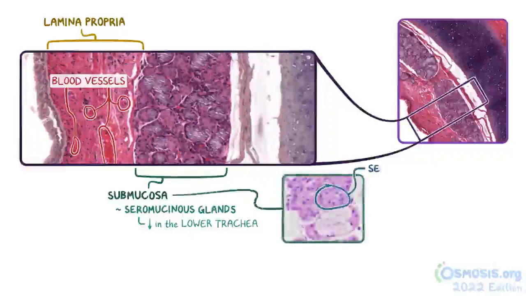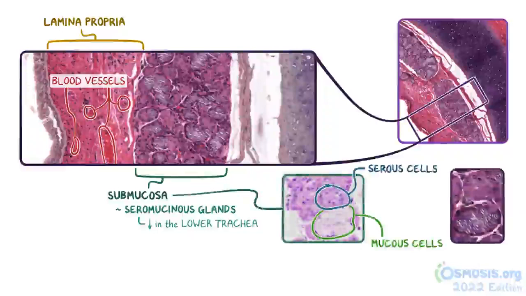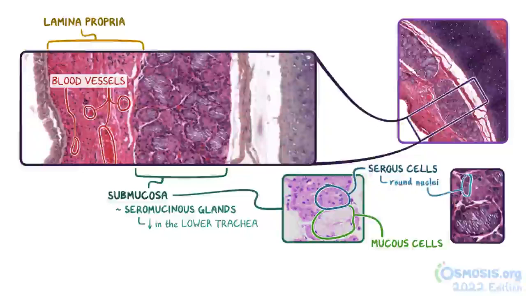Oftentimes, you can differentiate the serous cells and mucus cells by how well they stain with H&E. Similar to this image of the submucosa, the serous cells stain much darker than the mucus cells. If it's not easy to differentiate the cells based on their staining, they can also be identified by their nuclei. The serous cells have round nuclei that are typically closer to the center of the cells, while the mucus cells have flat nuclei that are found against their basement membrane on the outer portion of the mucus glands.